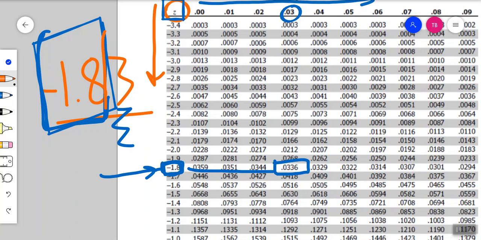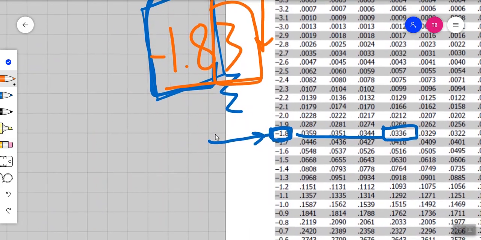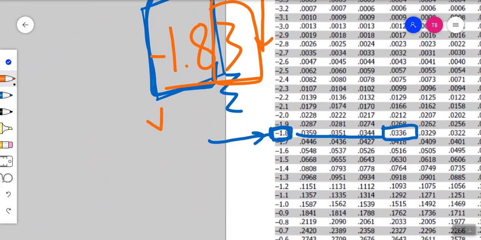And the 3 matches this part. So what does this number mean? So now we see we've got a number. So 1.83 converts to 0.0336. That's the number I looked up over here. And all that is saying is that it is a decimal version of the percentage of the curve.